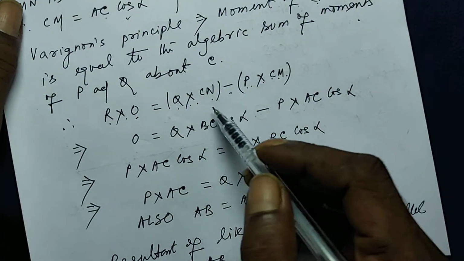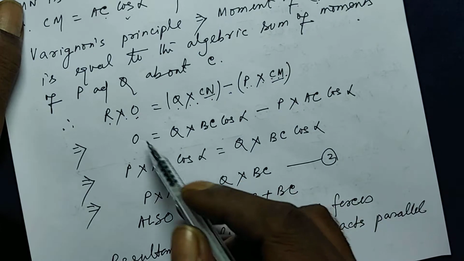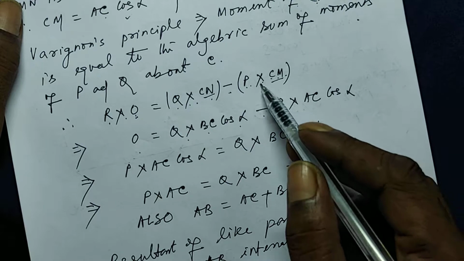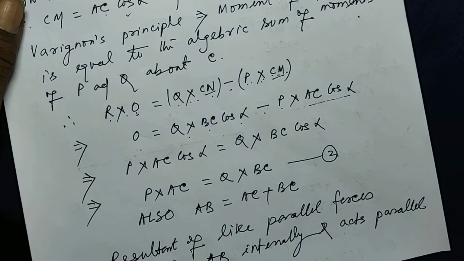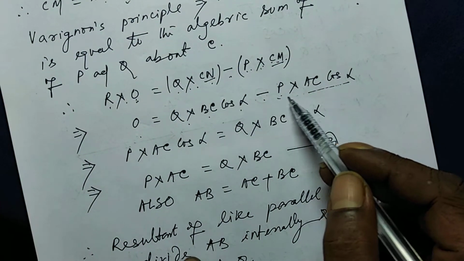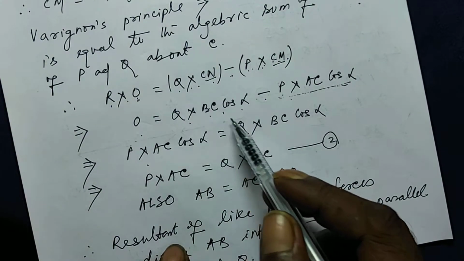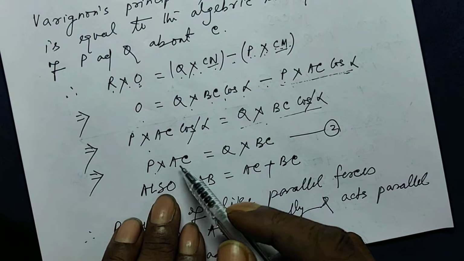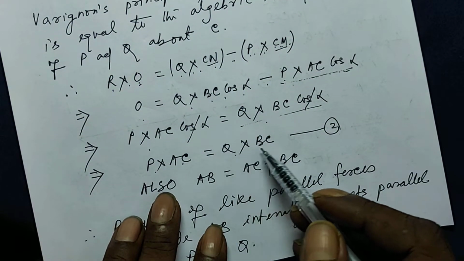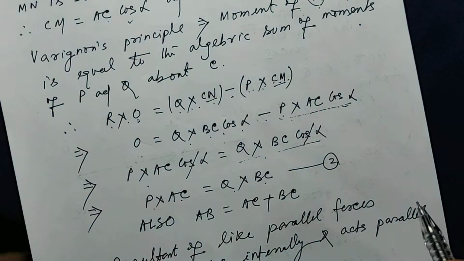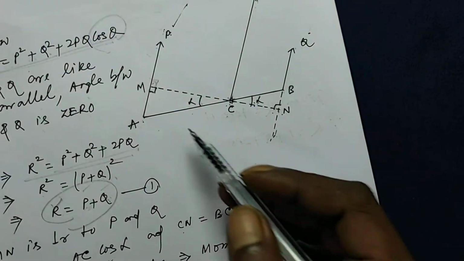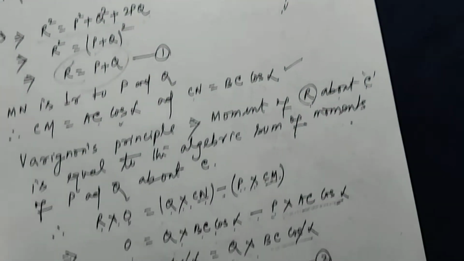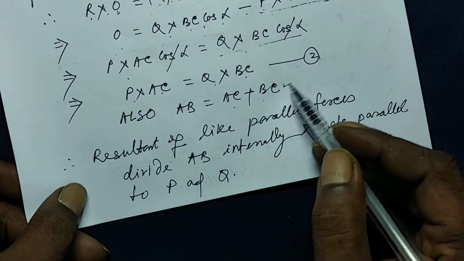Now put the value of Cn and Cm. So this becomes 0: Q times BC cos alpha minus P times AC cos alpha is equal to 0. Make the side change, bring this term to the left hand side, it becomes positive. This remains on the right hand side. Now cos alpha cancels. So P times AC is equal to Q times BC. And you can well see from the diagram, your length AB is equal to AC plus BC.